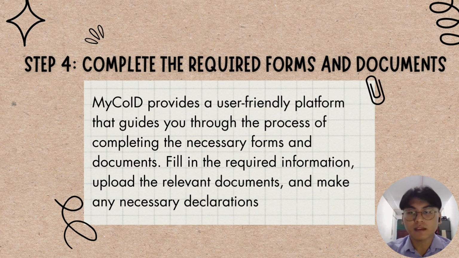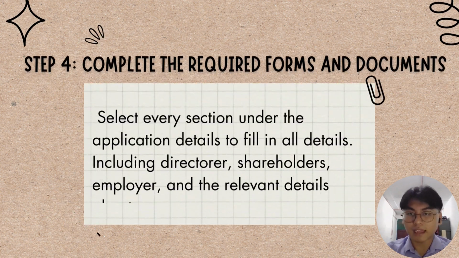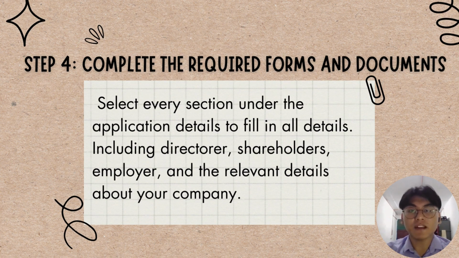Step 4. Complete the required forms and documents. MyCoID provides a user-friendly platform that guides you through the process of completing the necessary forms and documents. Fill in the required information, upload the relevant documents and make any necessary declarations. Then, select every section under the application details to fill in all details, including directors, shareholders, employer, and the relevant details about your company.